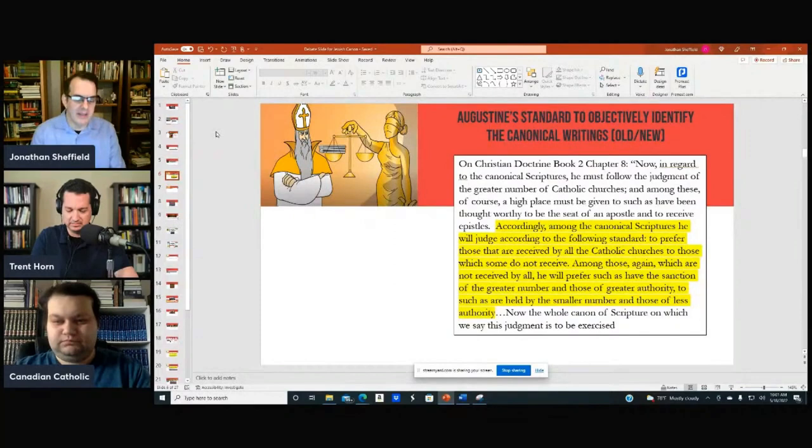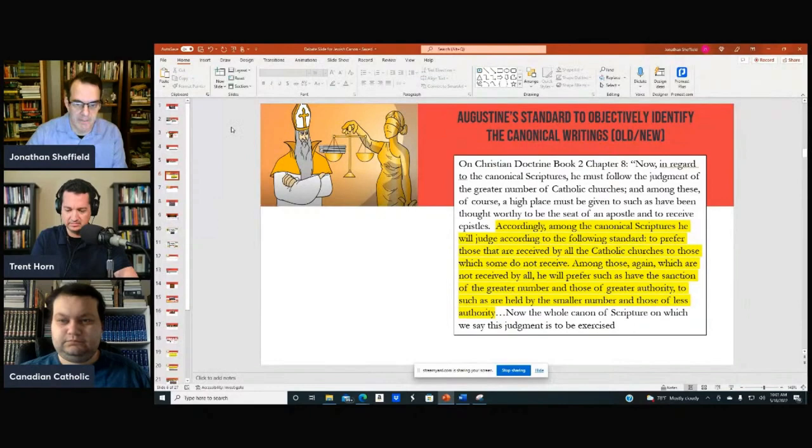Secondly, to objectively identify the canonical writings, St. Augustine prescribes that we judge the records according to the following criterion: to prefer those that are received by all the Catholic churches to those which some do not receive. Among those, again, which are not received by all, he will prefer such as has the sanction of the greater number and those of greater authority to such as are held by the smaller number and those of less authority.